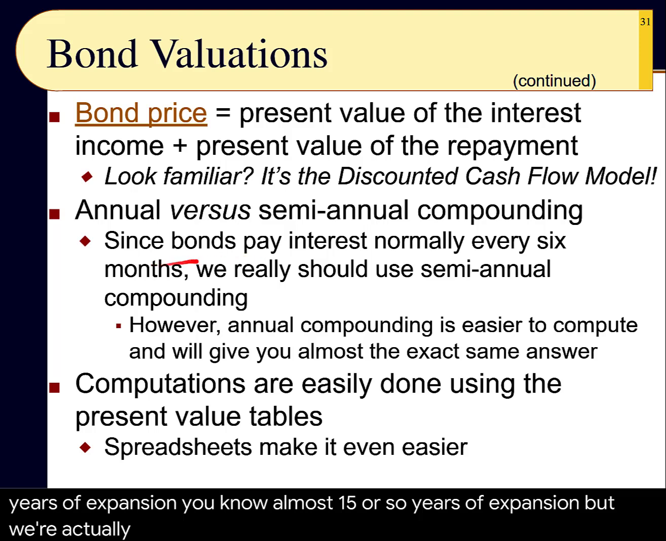So since bonds pay interest normally every 6 months, we really should use semi-annual compounding. But that's a pain in the neck, and that's why we have spreadsheets. We'll just use annual compounding, and it gives us almost the exact same answer. The computations are easily done using the present value tables. Hard to do with the exponential formulas. And then once we've learned how to do them manually, of course, we can use the spreadsheet.